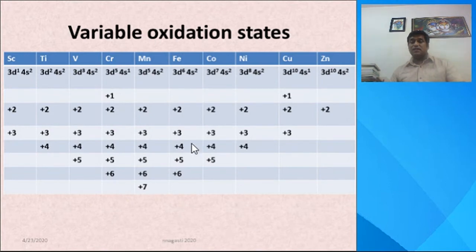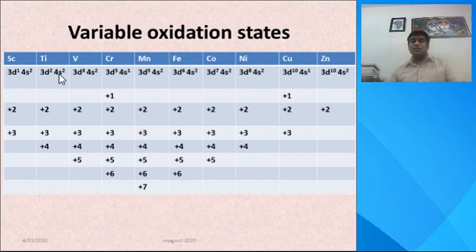Look at the variable oxidation state for each element. Starting from scandium to zinc, we have seen the electronic configuration. Based on the possible electrons that can be lost from an element, we have shown the oxidation states for different elements. Let's say for example scandium. If 2 electrons are lost from 4s, then the oxidation state is +2, and if all the 3 electrons are lost, means first 2 electrons from the s orbital will be lost, then 1 electron from the 3d orbital will be lost, then it can have +3 oxidation state.